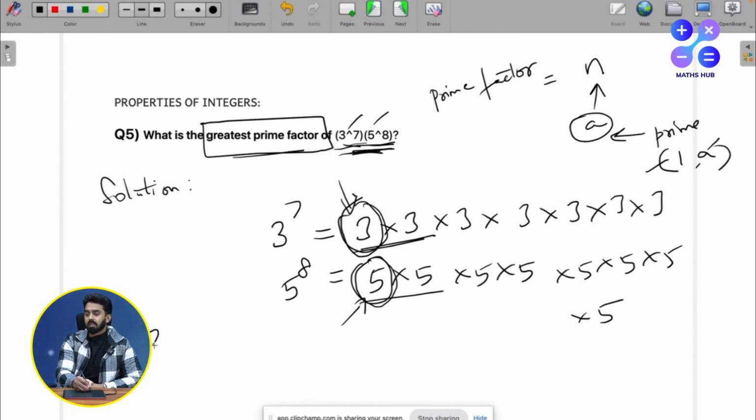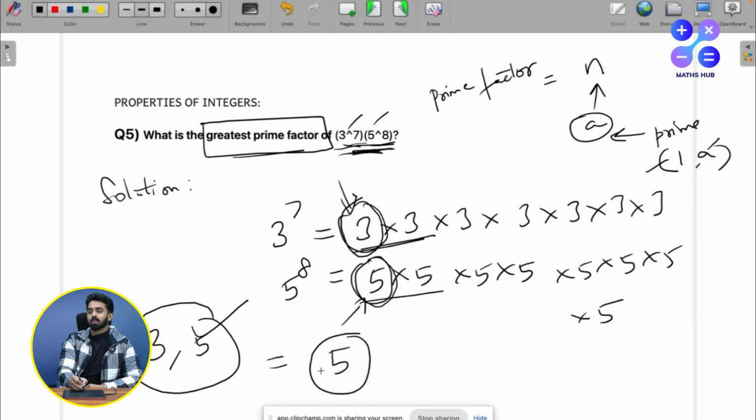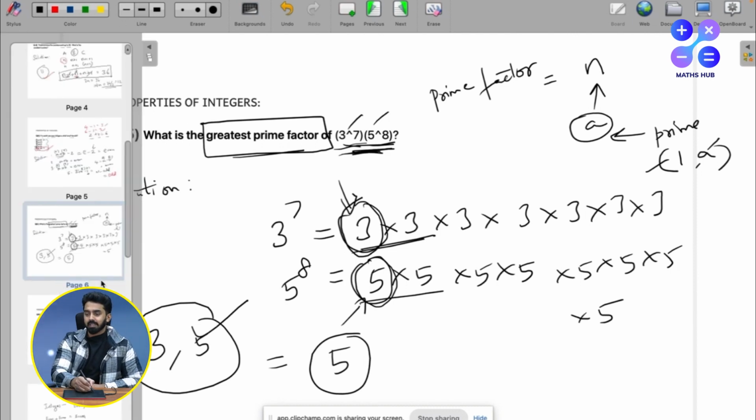So you have the contest only between 3 and 5. So between 3 and 5, which is the greatest one? So obviously 5. So 5 is the answer here. Hope you got that. Let's go to the next question.